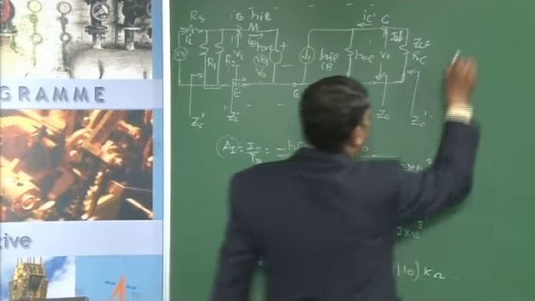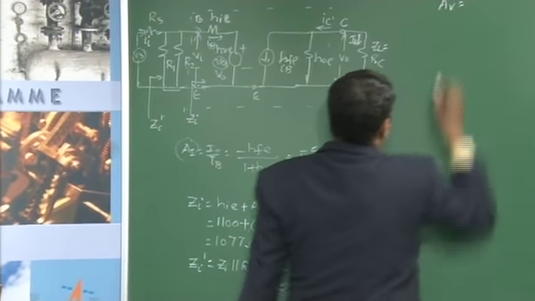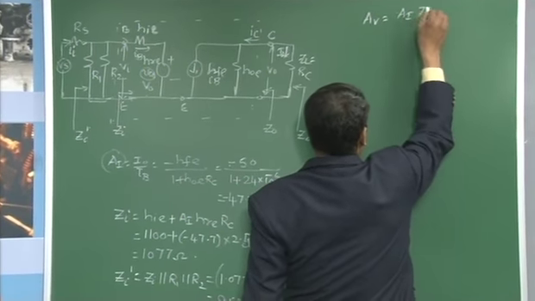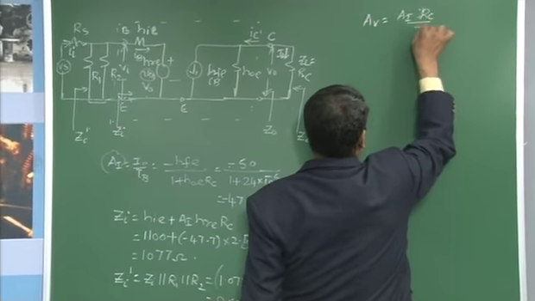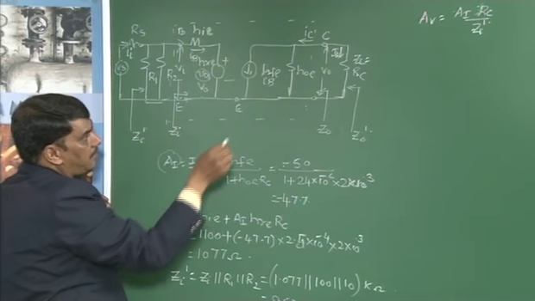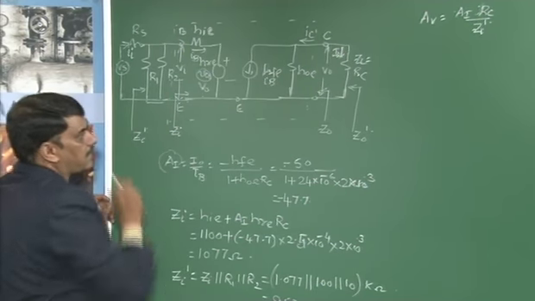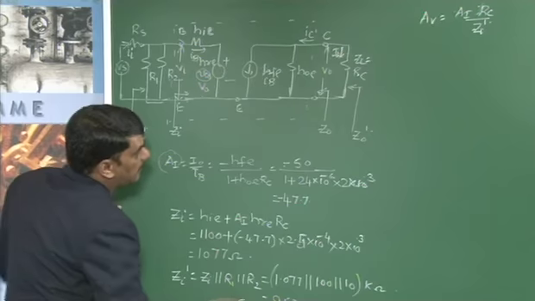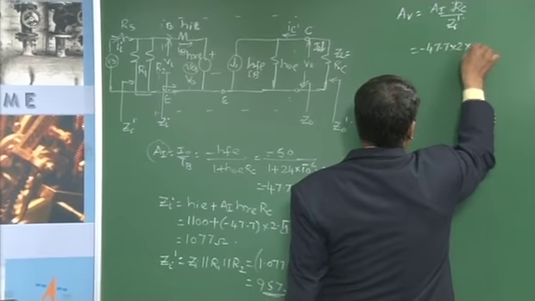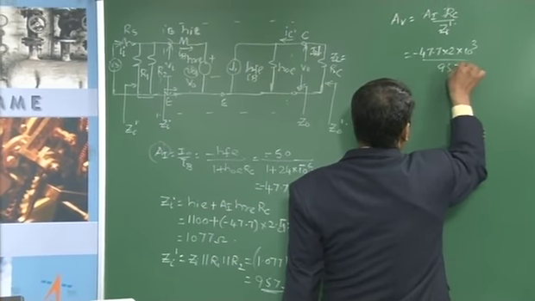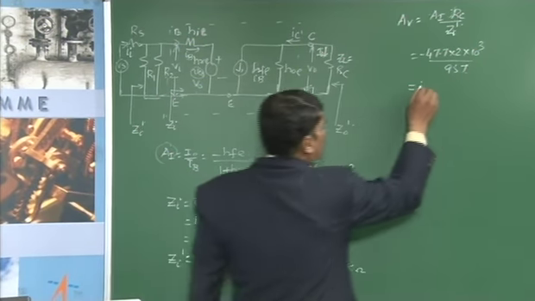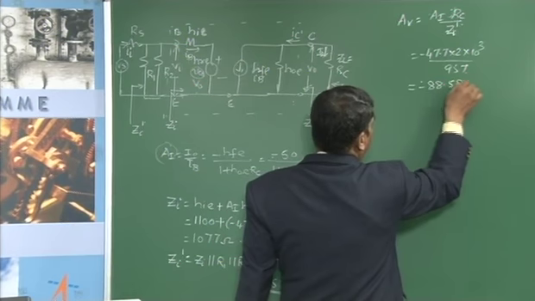Next, we need to calculate the voltage gain AV. Voltage gain AV is given by AI into RC by Zi dash, because to determine the voltage gain of an amplifier you have to consider the biasing resistances. Instead of Zi, you have to use Zi dash. Substituting the values, minus 47.7 into 2 into 10 to the power of 3 divided by 957 ohms, this value is approximately equal to minus 88.58.